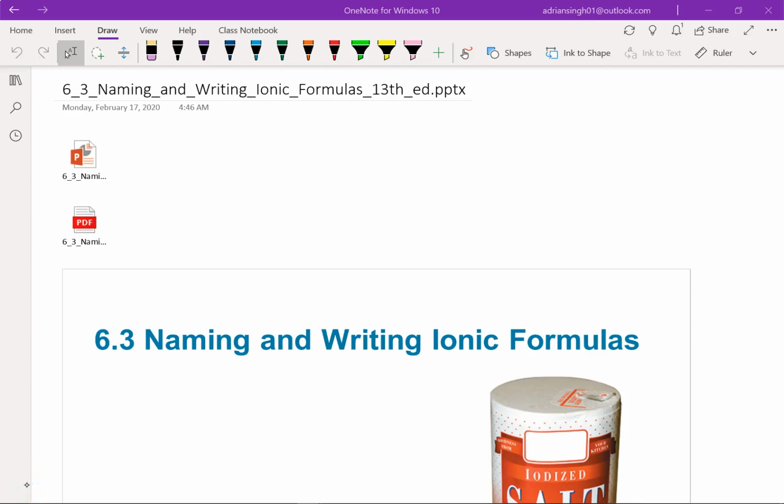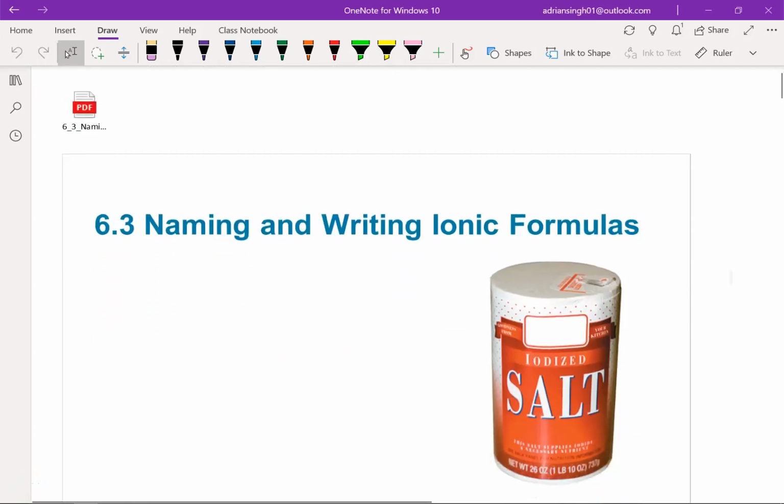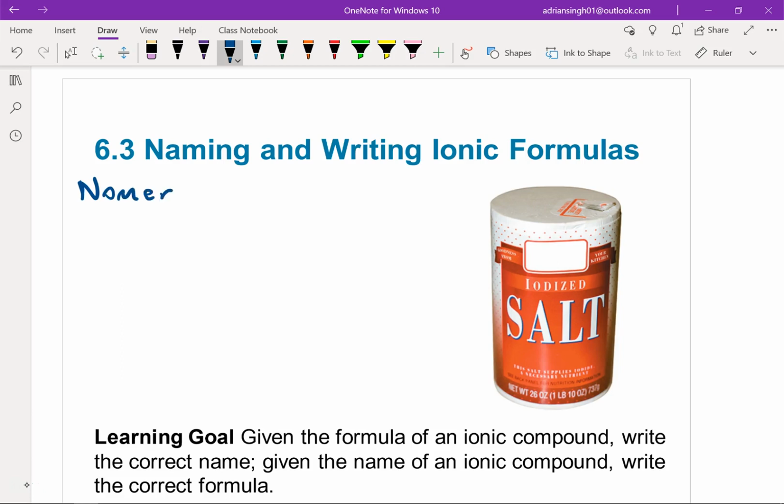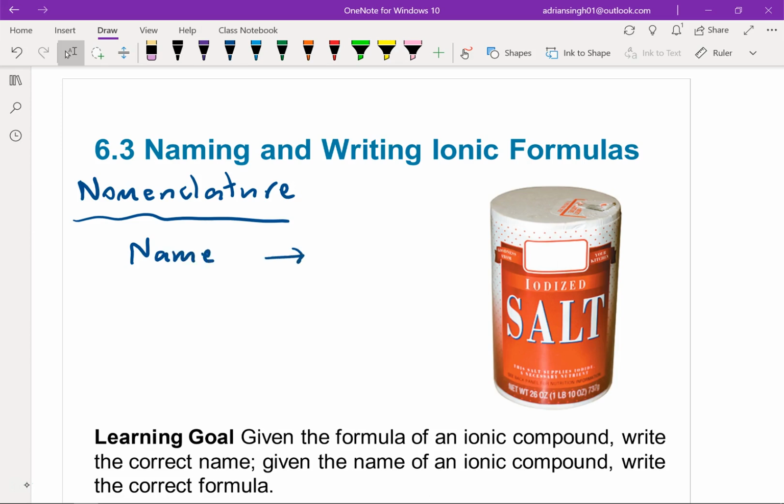Okay, so in this section, we're going to put into practice now what we learned from the previous two sections, and we're going to tie those together in what's known as nomenclature. So in chemistry, nomenclature is just a big fancy word that just means going back and forth between the name and the formula. And in this case, of our ionic compounds.